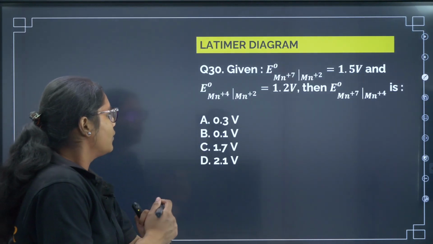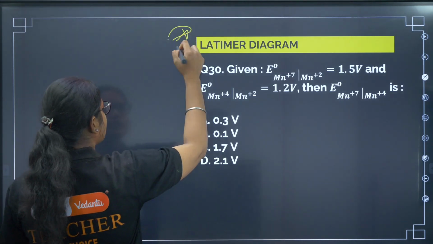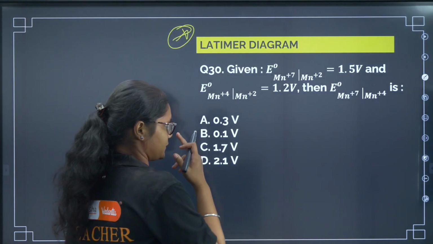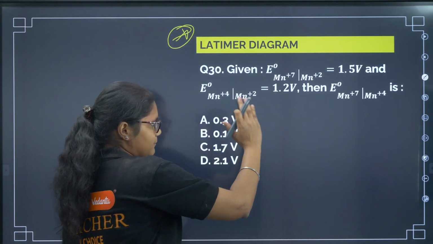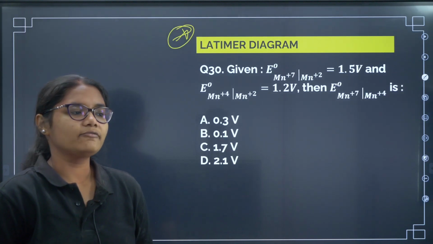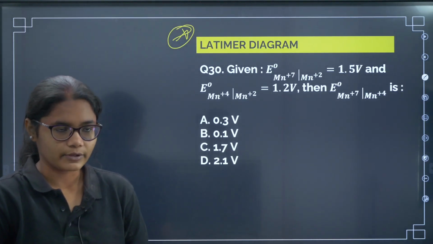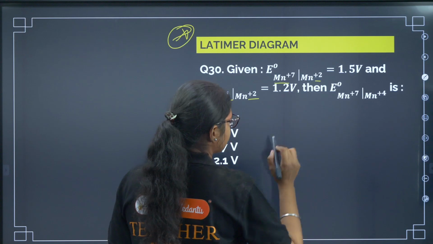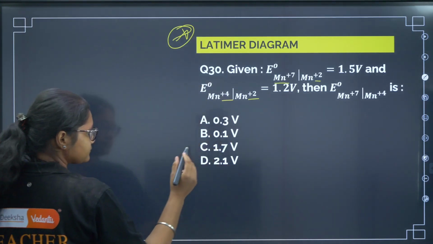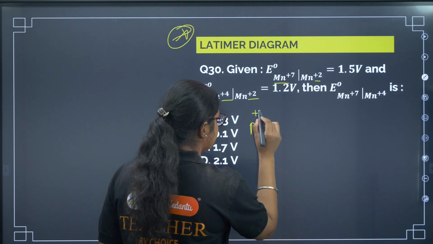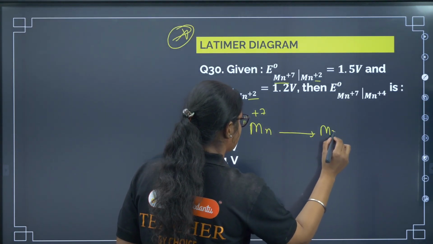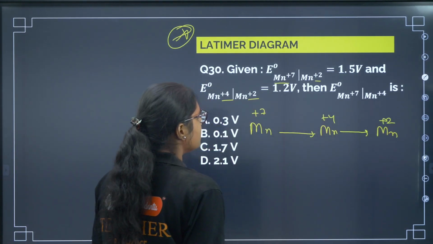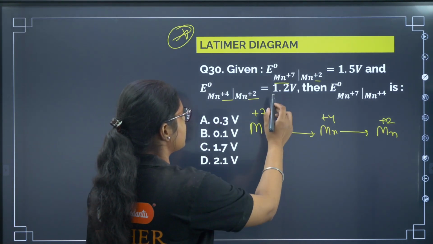Okay, this is a very important question and a new type of question which is generally not there in the NCERT book, so let us focus a little and see this question. Whenever these type of values are given, you have to use something called the Latimer diagram. First of all, you see Mn plus 7, plus 4, and plus 2 are there. So let us draw a diagram like this: Mn plus 7, plus 4, plus 2. You have to write it in decreasing order.